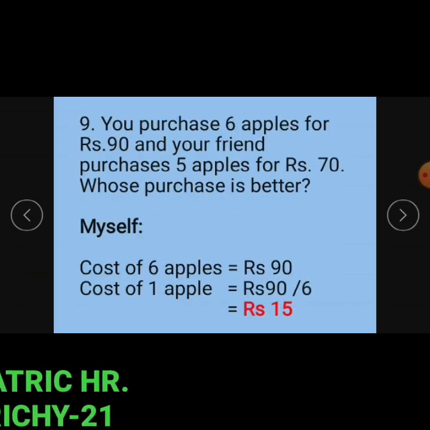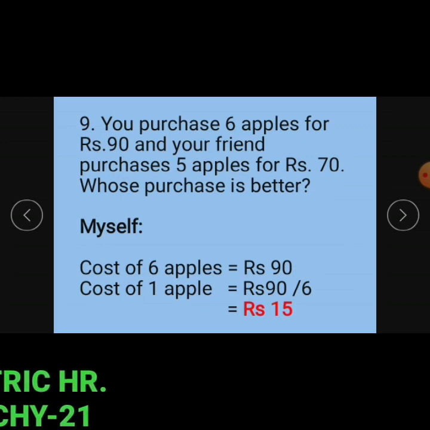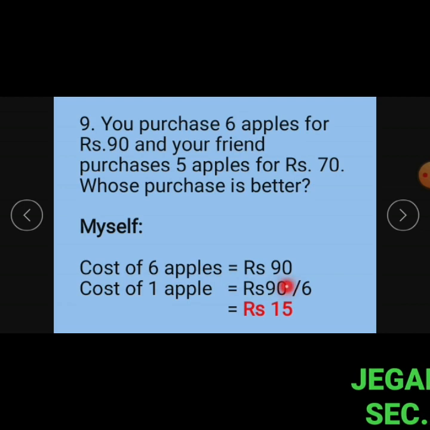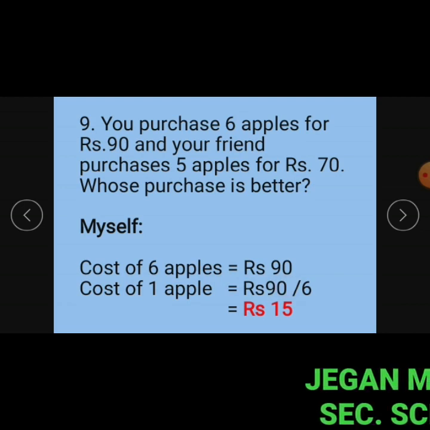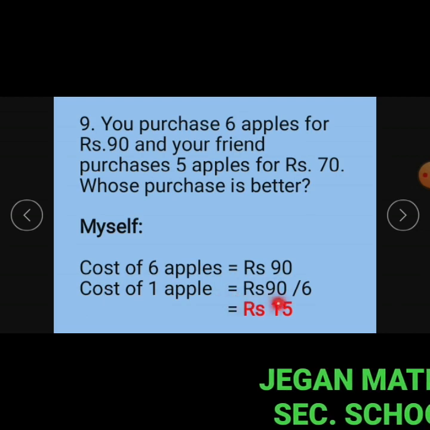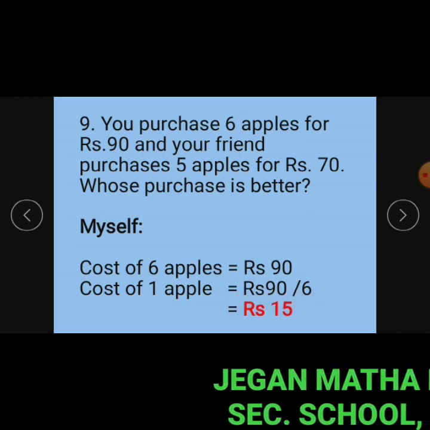Question number 9. You purchase 6 apples for rupees 90 and your friend purchases 5 apples for rupees 70. Whose purchase is better? Here first we find the cost of one apple by you and your friend. Myself, cost of 6 apples equal to rupees 90. From this we can find cost of one apple equal to 90 by 6 equal to rupees 15.